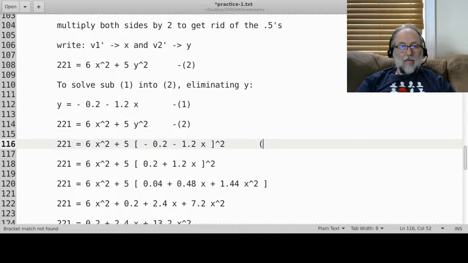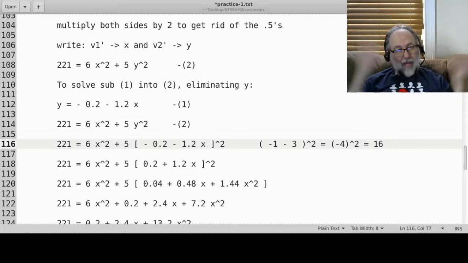If you have like -1 minus 3, and you want to square all that, like that. All right, you say, well, what's that equal to? Well, I mean, you could do it this way. You could say, okay, that's going to equal -4 squared. And what's -4 squared equal? -4 times -4 is 16. Okay, that works.